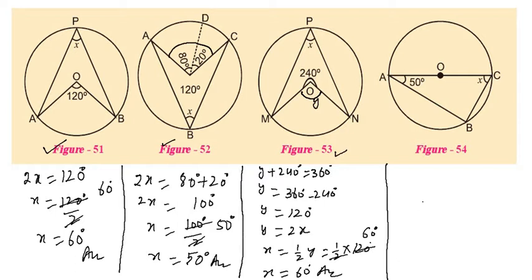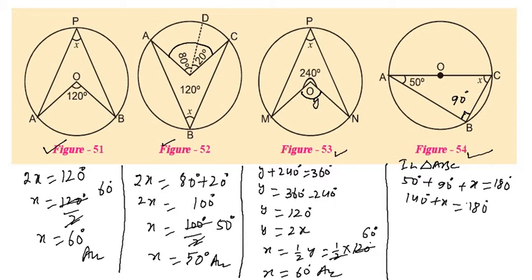Now come to the last figure, that is figure 54. This angle is in a semicircle, and in a semicircle this angle is always, remember, 90 degrees. So in triangle ABC, what will happen? Angle 50 degrees plus angle of 90 degrees plus this angle x, the total will be 180 degrees. So 90 and 50 is 140. 140 plus x is equal to 180 degrees. So x will be equal to 180 minus 140 degrees. So x will be equal to 40 degrees. That one is your answer.